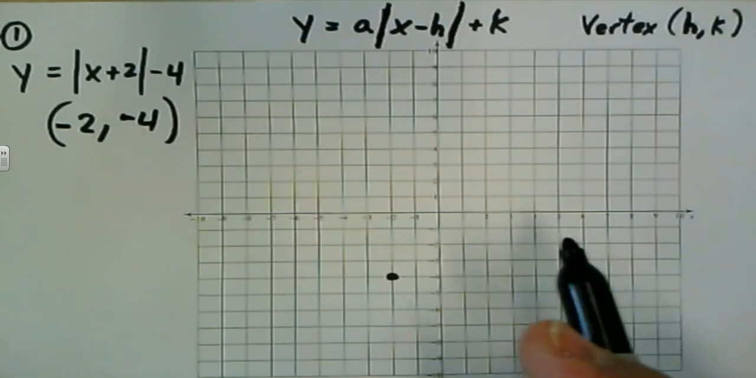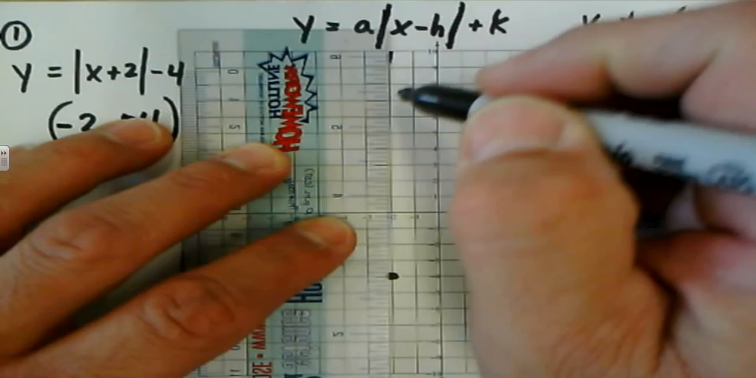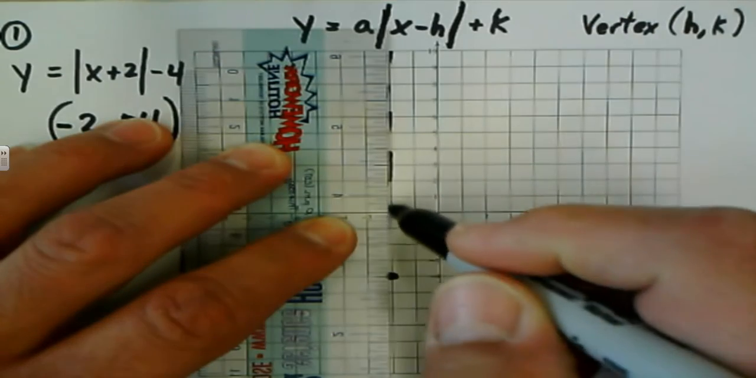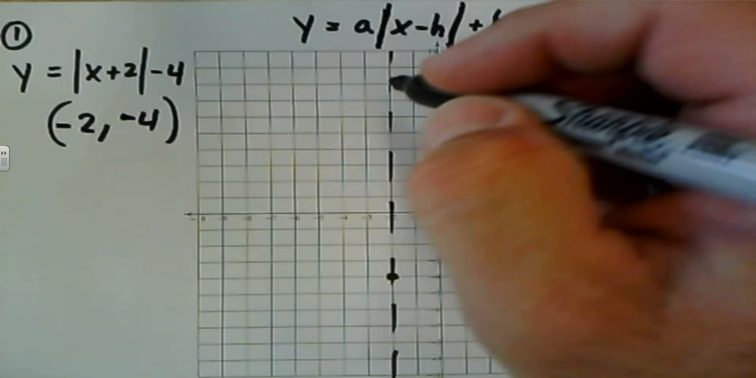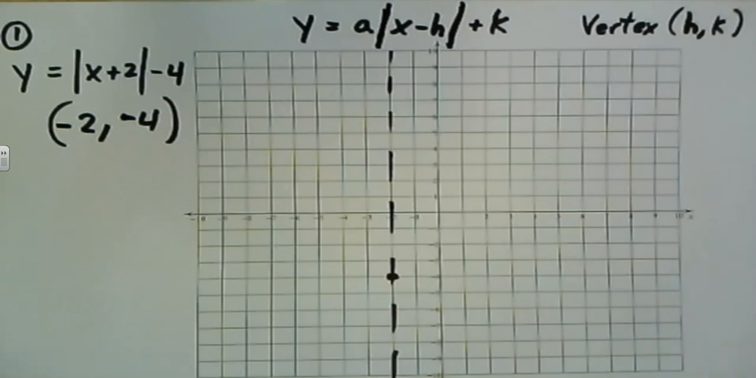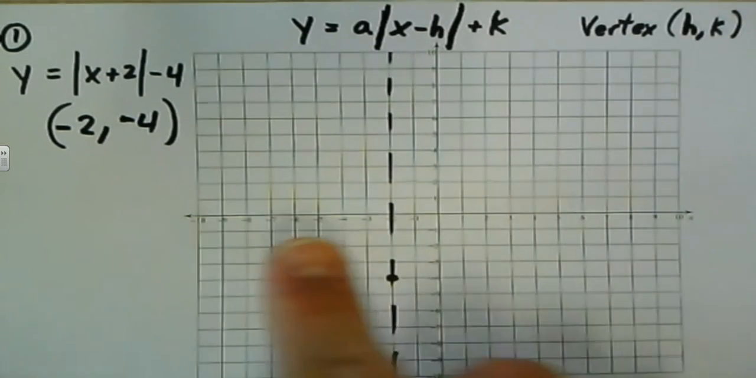Now, what I am going to ask you to do, once you graph that, is we're going to put our axis of symmetry. Put a nice dashed line, which means there's no real line there, right? It's an idea. So what happens on this side of the line has to exactly happen on the other side of the line.